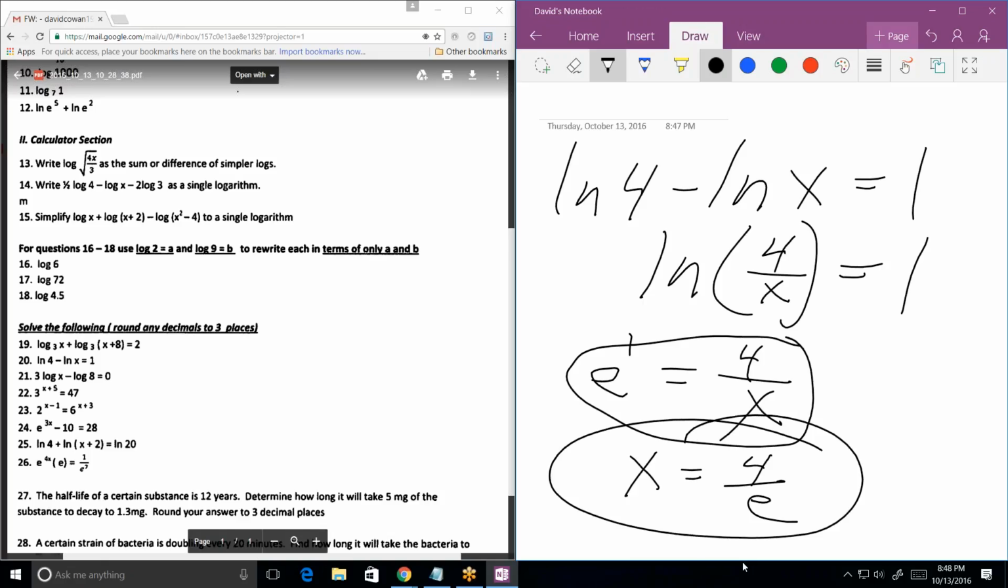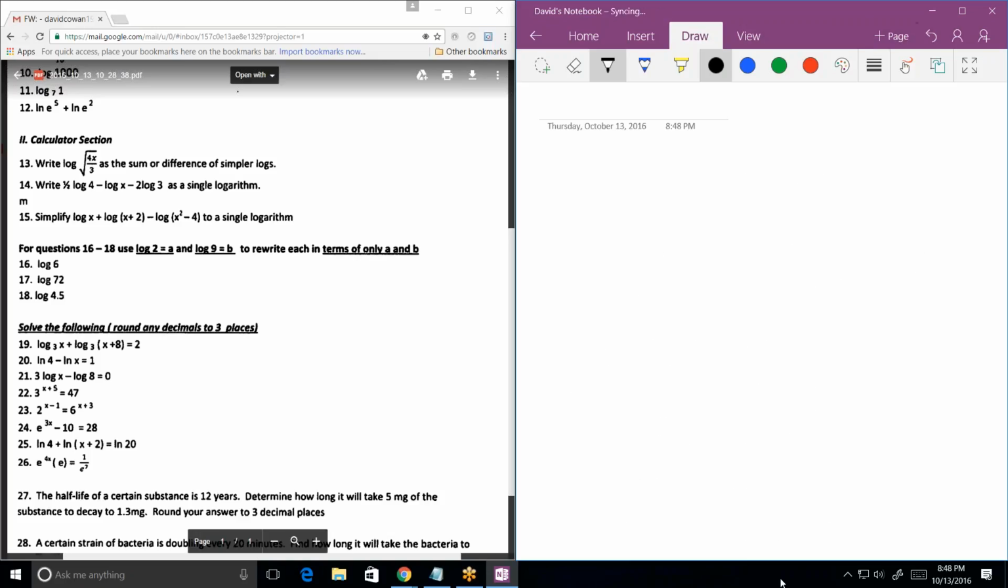There's your answer. Does that violate any restrictions, any domain restrictions? No. 4 over e is a positive number. And I'm always checking there. I'm not checking that one for domain violation.